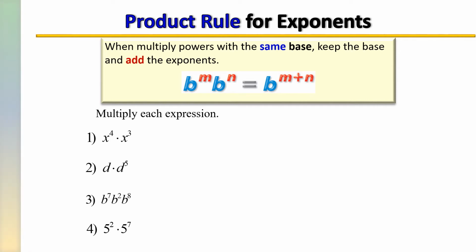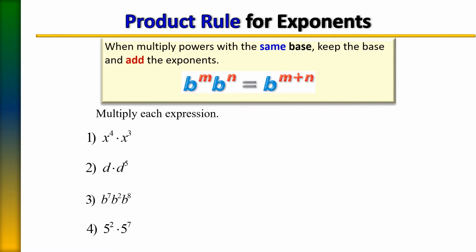Product rule for exponents. When multiplying powers with the same base, the rule is keep the base and add the exponents. So in this example, we have b raised to the m power times b raised to the n power. Notice that we have these two terms that are being multiplied, that they have the same base. So if the base is the same, keep that base. In this case, the base is b, and then simply add their exponents together. Let's do an example, and it'll make more sense.